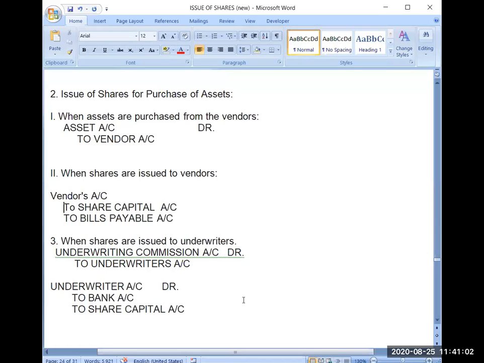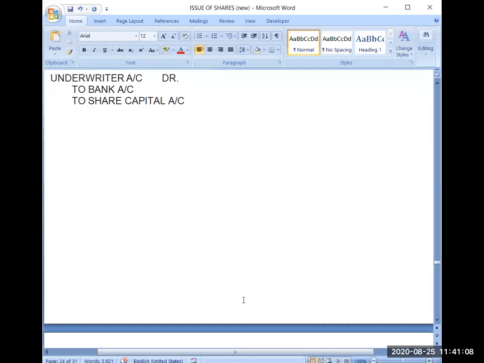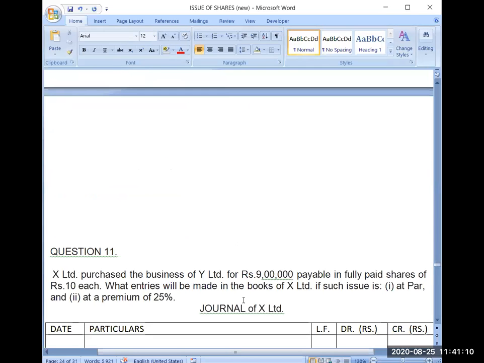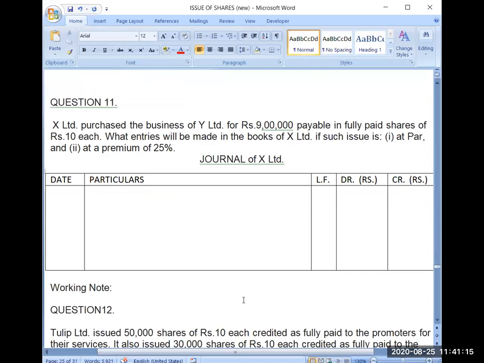So now we will be doing numericals for this topic, consideration other than cash. Now see this question first. It is saying X Limited purchased the business of Y Limited. Be careful in reading the questions, because I will show you in exams what type of mistake you will be doing.